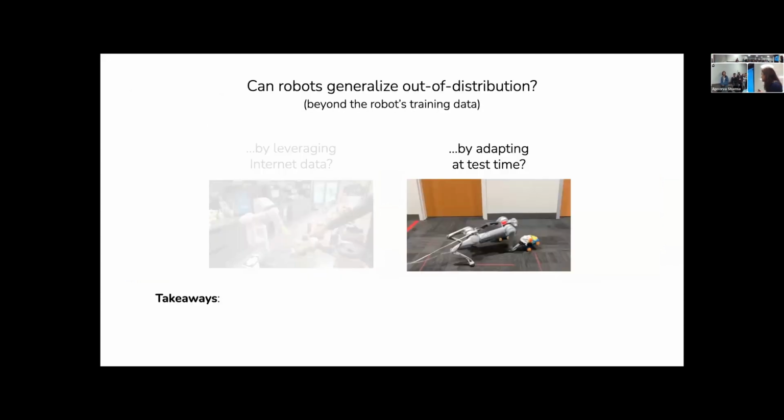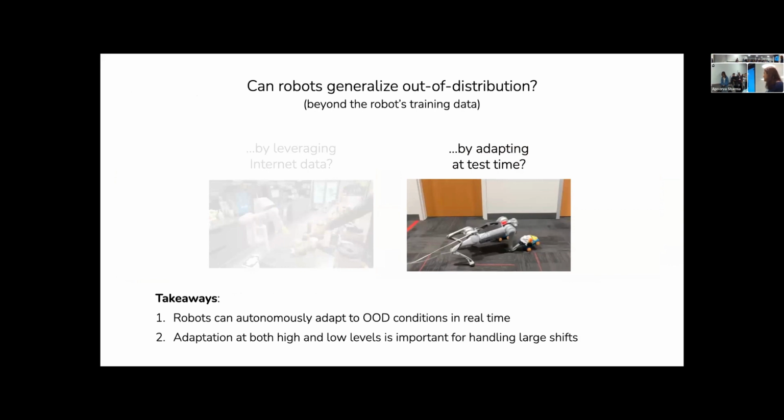Awesome. And so the takeaways from the second part of the talk are that for pretty challenging out of distribution scenarios, we can allow robots to adapt to them in real time. And we can do so by adapting at both a high level and a low level. And this is important for handling both large shifts and more subtle shifts.